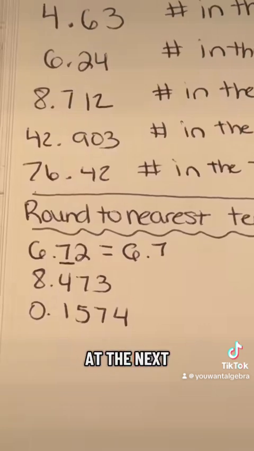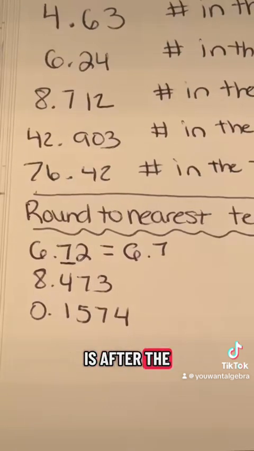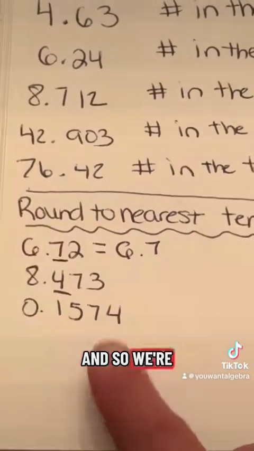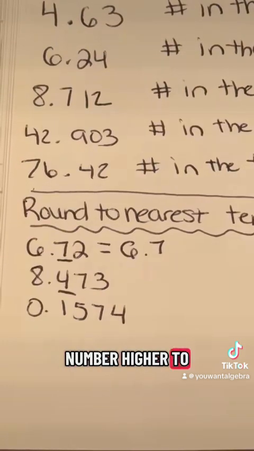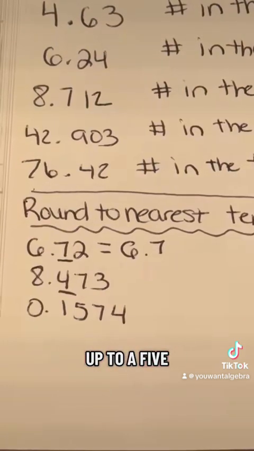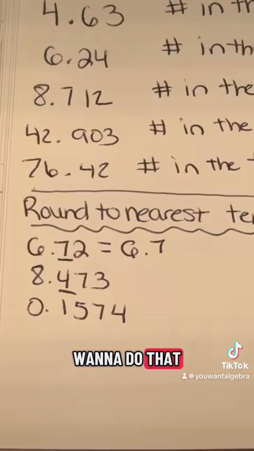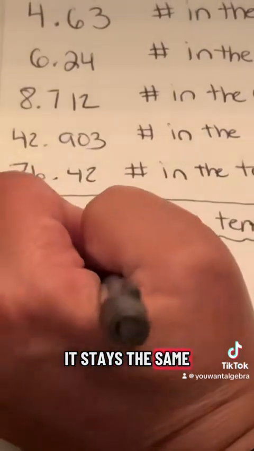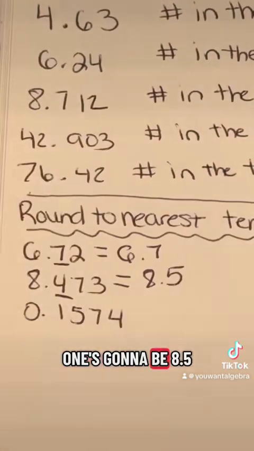All right, taking a look at the next one, in the nearest tenth, the number that is after the decimal place is in the tenths position. That's the 4. And so we're going to look at that 7 right after it. Is it going to be a number higher to make it go up to a 5? And the answer is yes. 8.5 would be what we would want instead of 8.4. So you're always looking at the number after it to decide whether it stays the same or it's going to bump up to the next number. And so that one's going to be 8.5.